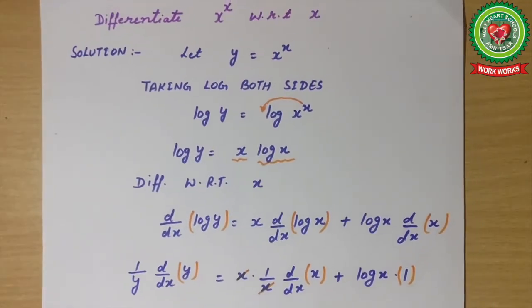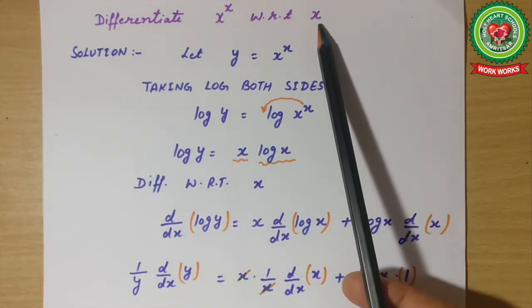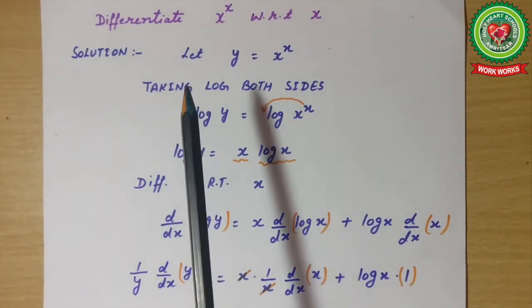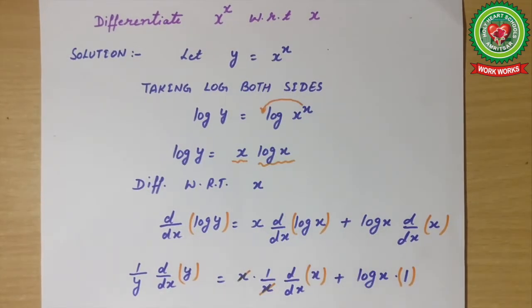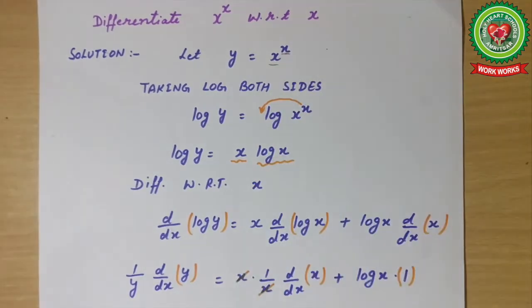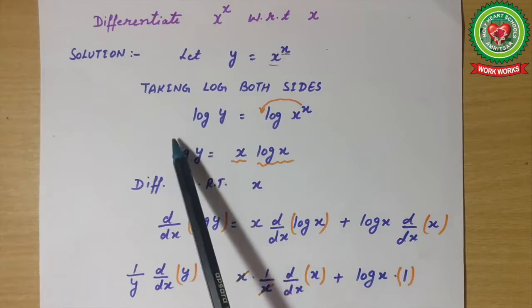I am taking the first example: differentiate x raised to power x with respect to x. It means only x is the variable. Now, according to the solution, what will be the first step? Let y equal x raised to power x. Now, according to the rule, we have to take log on both sides because one function's power is also another function. Taking log on both sides, log y.